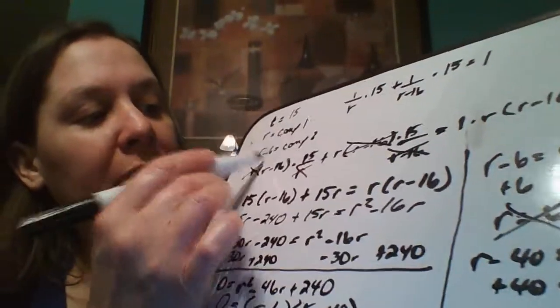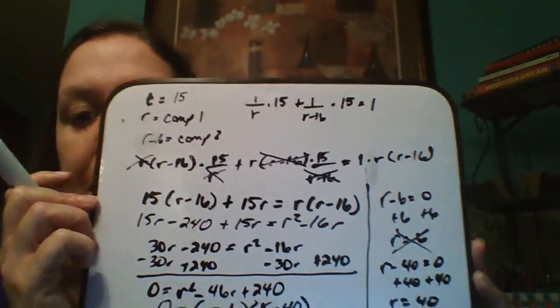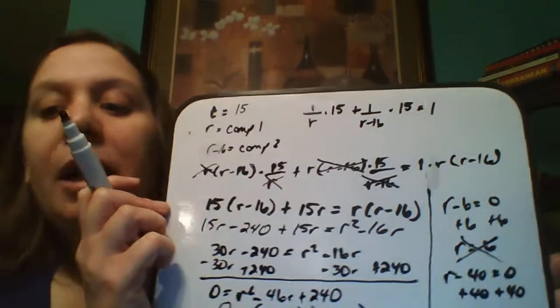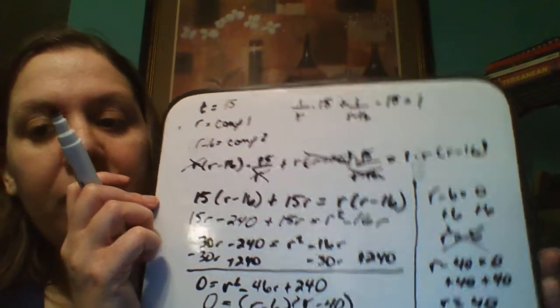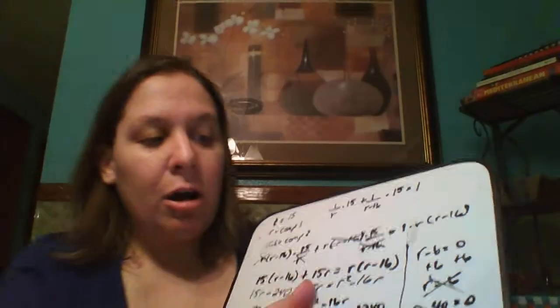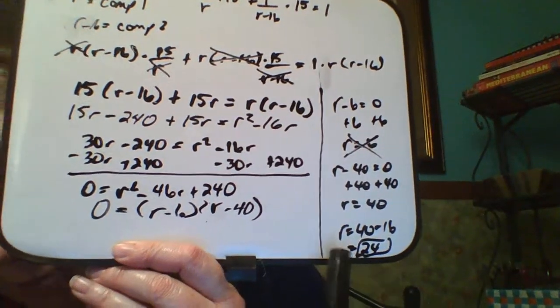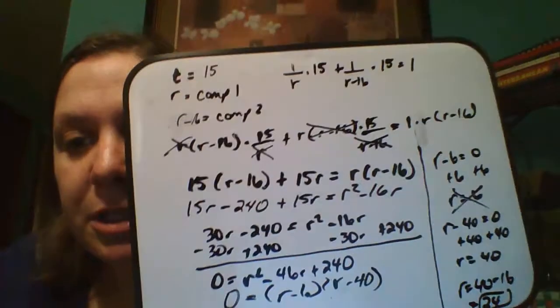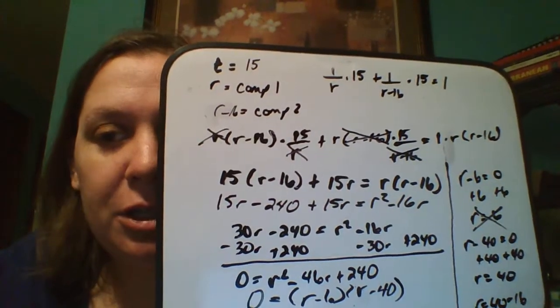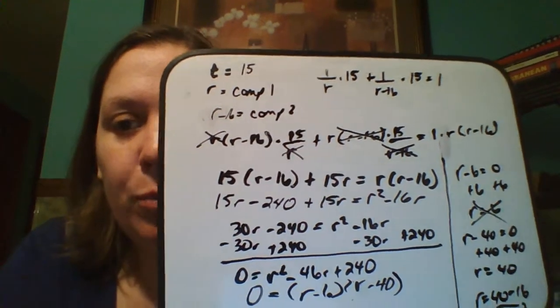But if I take 40 and I put it up here, I get 40 minus 16, which is 24, and that is the rate we're looking for, the rate of the faster computer. So that's our answer. It is 40 minus 16, which is equal to 24, which I wrote down way down here in the bottom. So that's our solution to this problem, and I hope you find that explanation helpful as you're working on these problems.